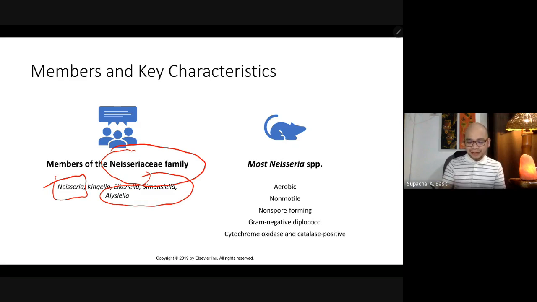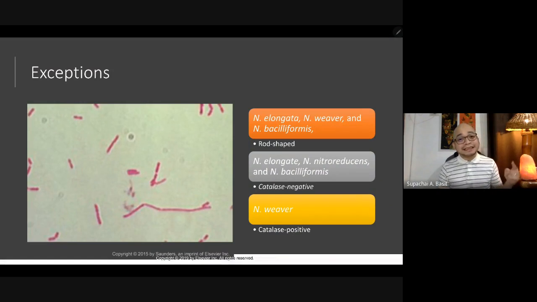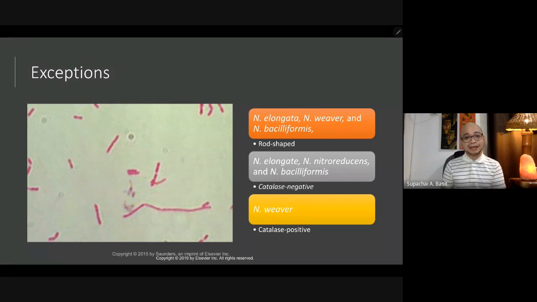Most of them are aerobic, non-motile, non-spore forming, and they are gram-negative diplococci. They are oxidase positive and catalase positive. But there are exceptions. Not all of them are actually diplococci. Some of them are rod-shaped. Examples are Neisseria elongata, Neisseria weaveri, and Neisseria bacilliformis.